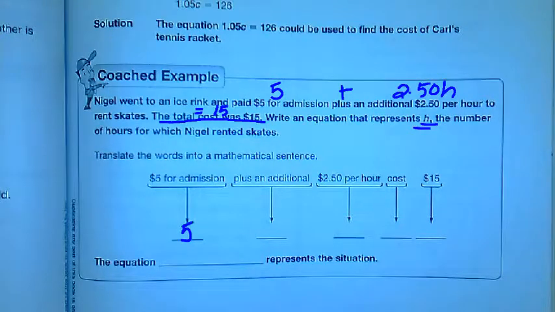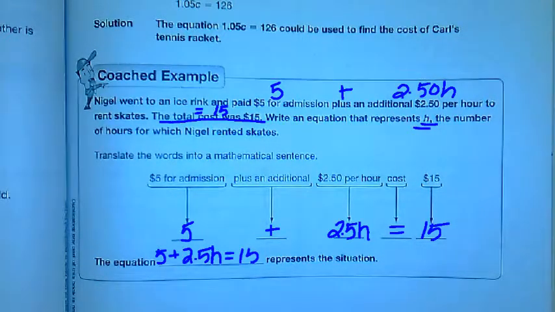Think if you go somewhere, you're only going to go in once. They're only going to charge you once, so that would just be $5. And then we are going to add 2.5h equals $15. So 5 plus 2.5h equals 15. This is how we can figure out how many hours Nigel rented the skates for. And that is the end of how do we write algebraic equations.